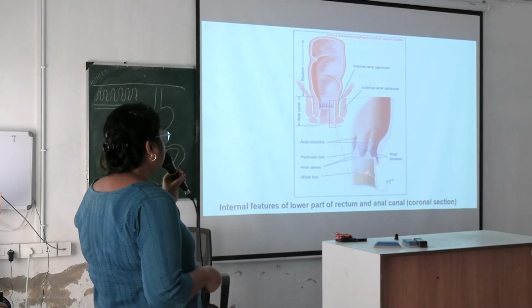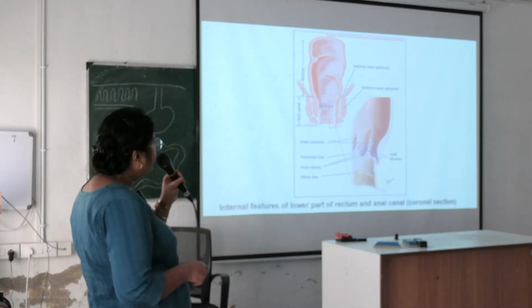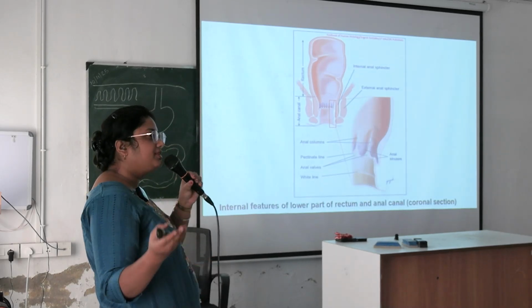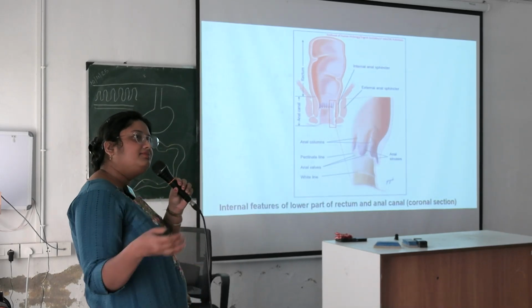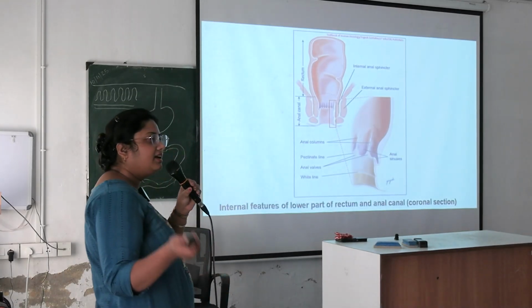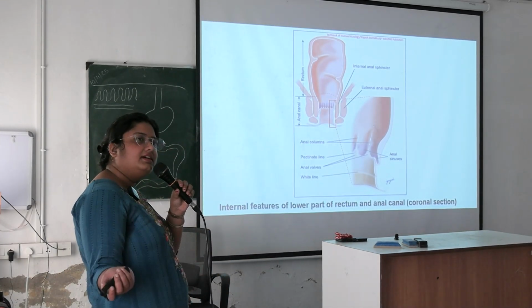Okay, and this is bluish in color. Upper part is pinkish like the gut. Okay, this part is bluish because of presence of some mucosal venous plexus, and below this it is lined by the skin, keratinized stratified squamous epithelium.